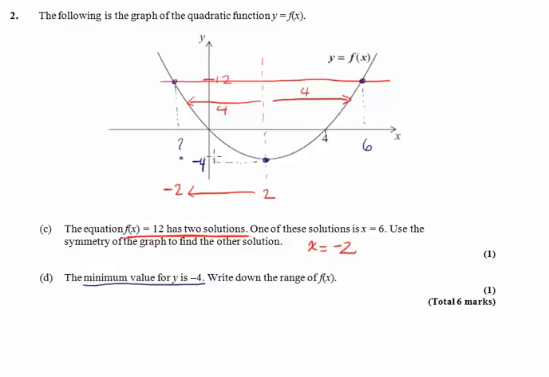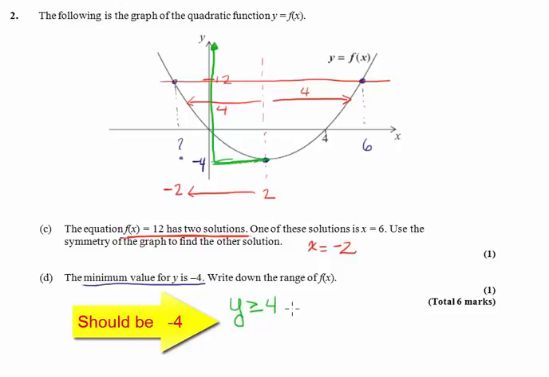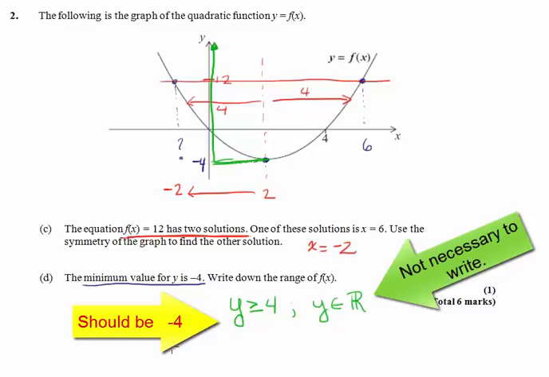And the graph can go and continue on essentially forever in the positive direction, because we don't have any restriction on our range. So we just need to say that the range is y will be greater than or equal to negative 4. That shouldn't say 4. And if you want, you can add that it is an element of the reals.